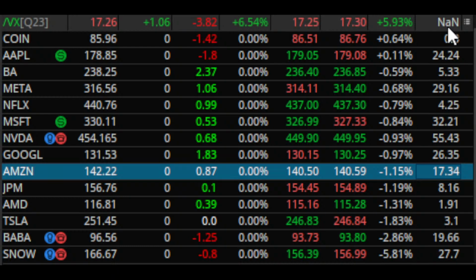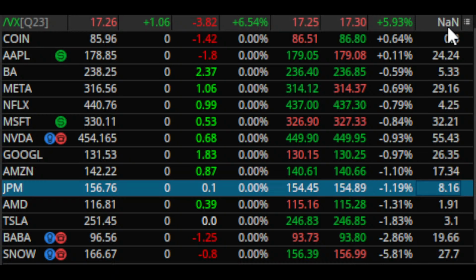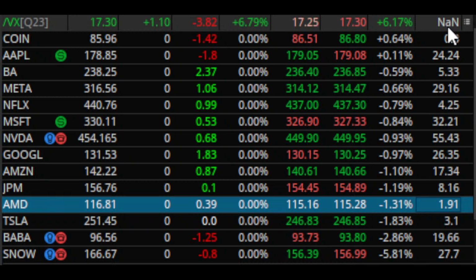Amazon. The big level to watch at Amazon is 140 and 138. You want to see that hold support. If it doesn't, well, look out. JP Morgan, Moody's downgrade. It's going to hurt the financial sector. They're down 1.19%. AMD is just consolidating, right? It keeps looking like it wants to jump, but it just can't. You look at the moving averages, it's a spider web there. AMD is just being held down.